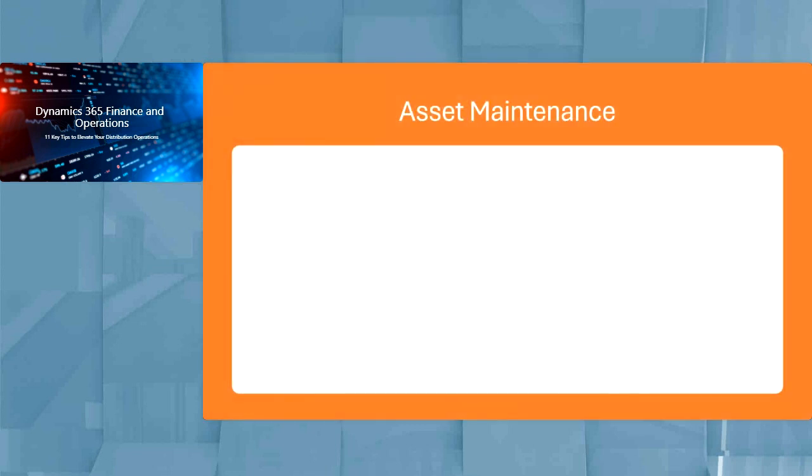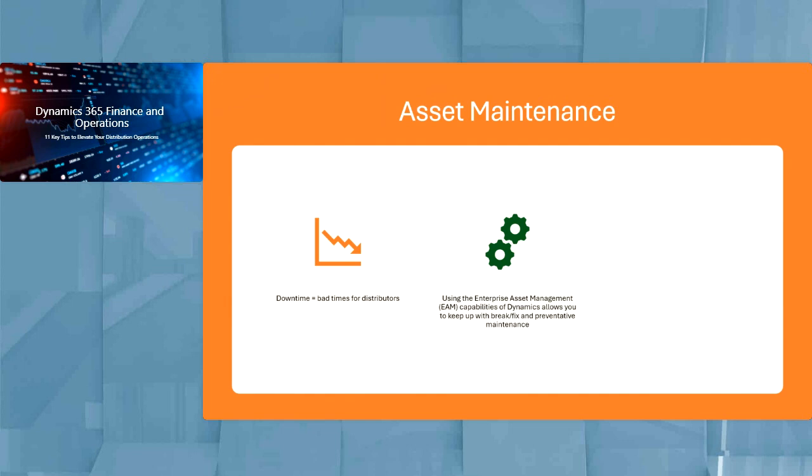All right, let's keep rolling here. Asset maintenance, I do want to highlight this. So distributors, how frustrating is it when a forklift breaks down, right? Downtime equals bad time for distributors. Using our EAM, Enterprise Asset Management is what we call it, but just note that other companies in this space will call it CMMS, right? So there are just different terms that we use.